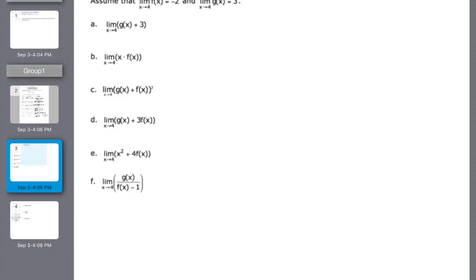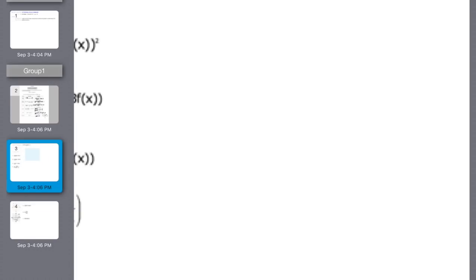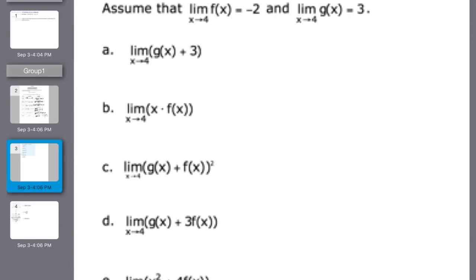So I'm going to use some of my rules. I'm going to make this a little bit bigger for me so we can see it. I know the font is a little blurry and I apologize for that. But I know from the rules on the previous page, I can combine some of these rules, and I know that I can first split up the limit of g of x plus the limit.